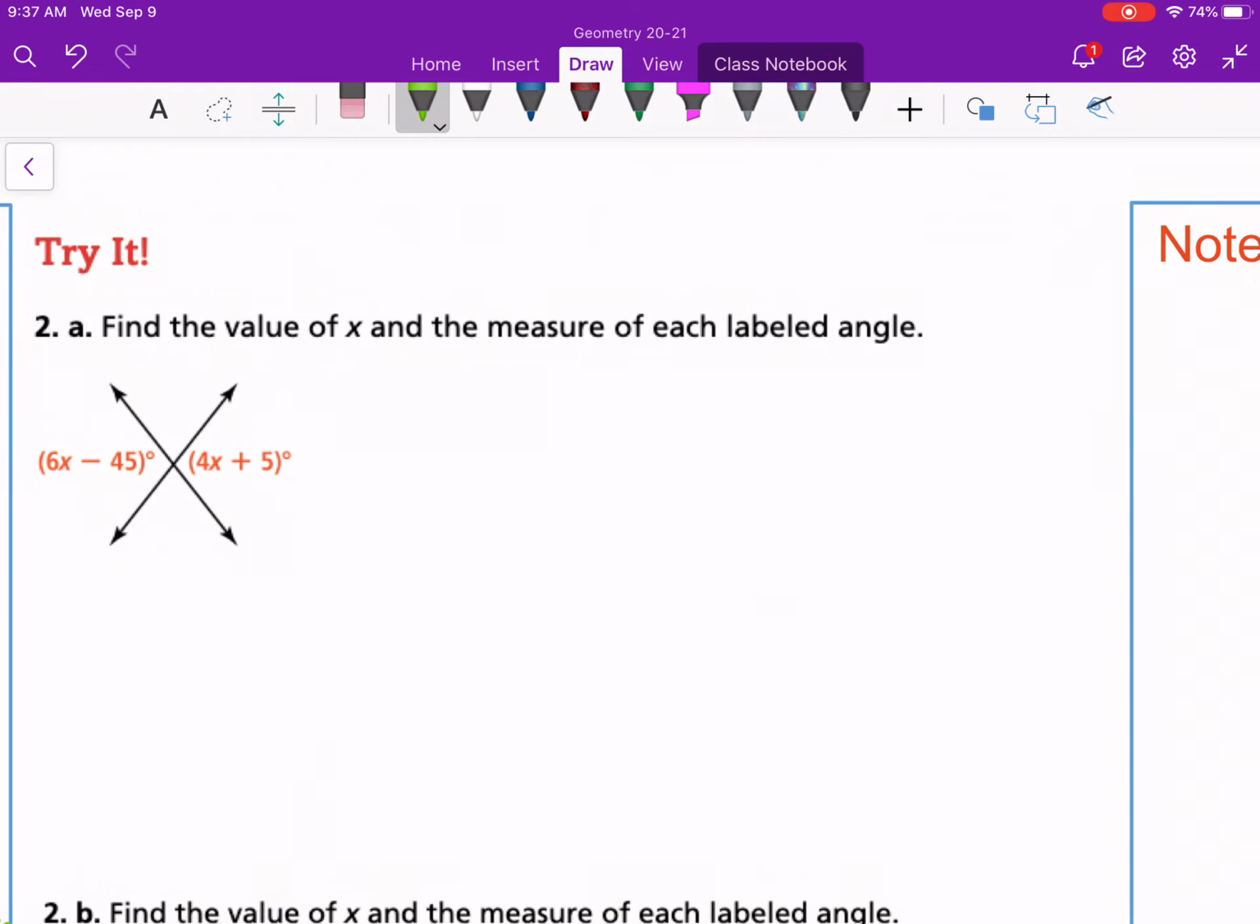It says find the measure of x and then the measure of each label or each angle. So I have 2 angles. They are opposite of one another. They share a vertex. And in my opinion, they kind of look like a bow tie. And so these are going to be vertical angles.